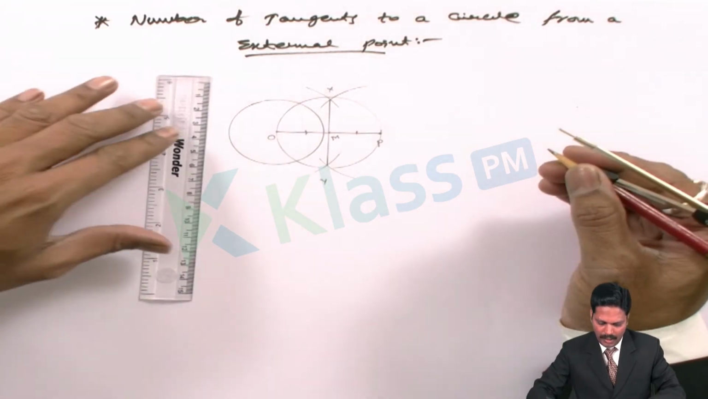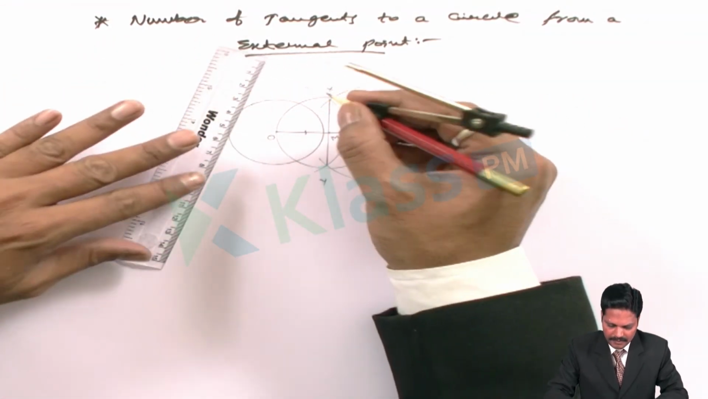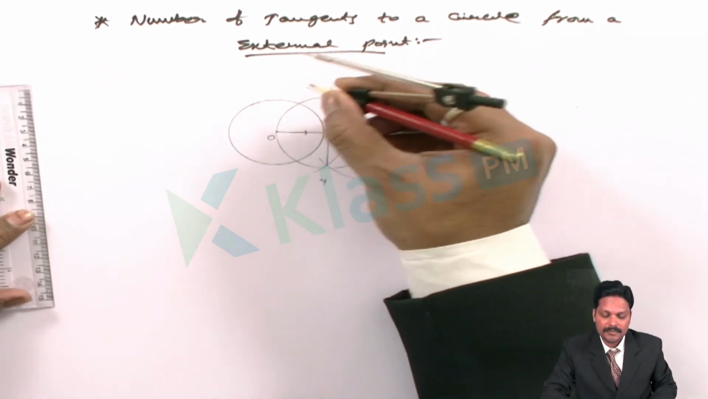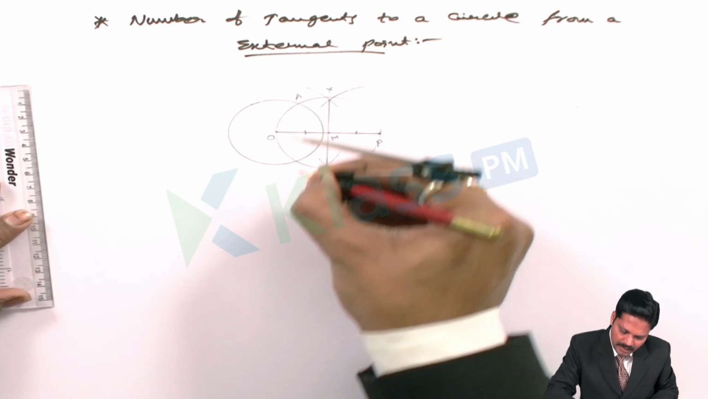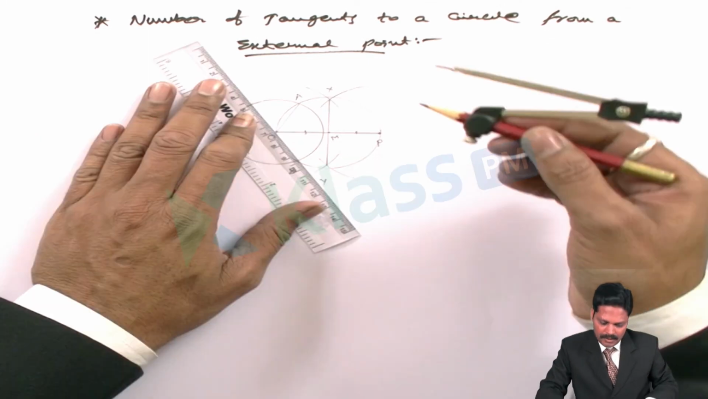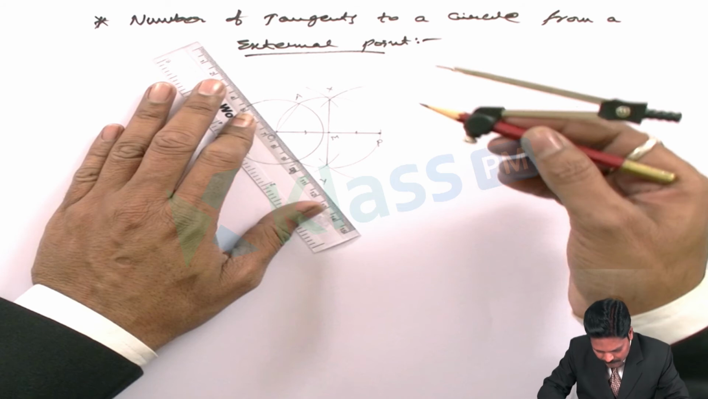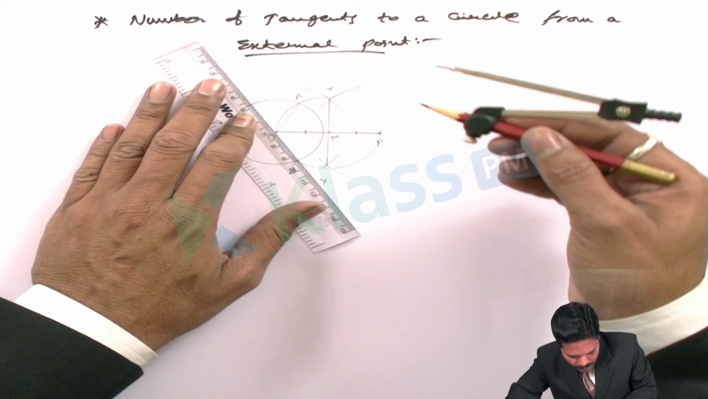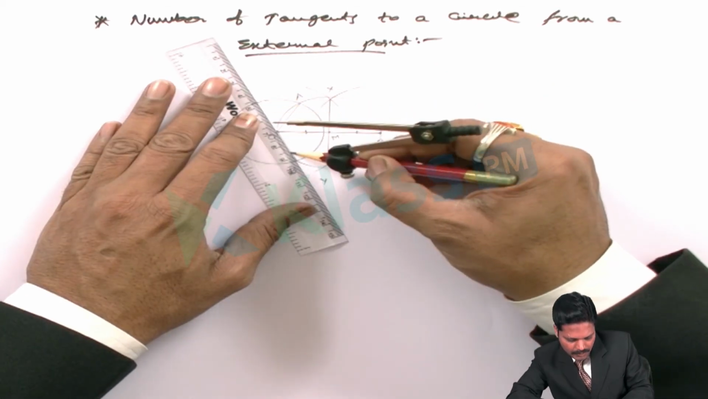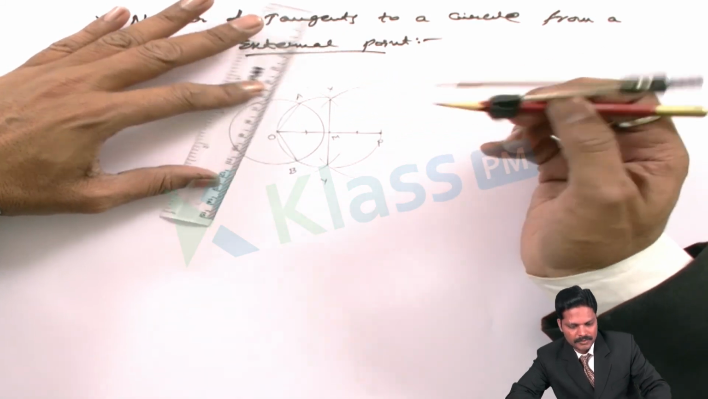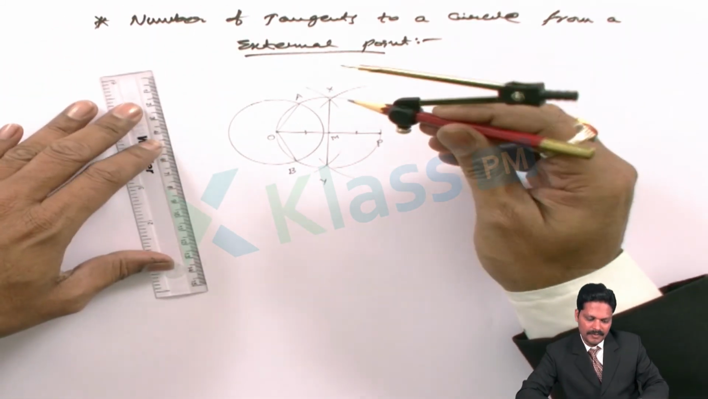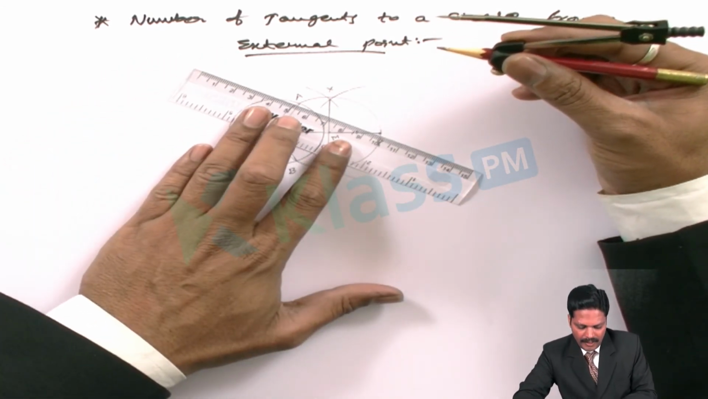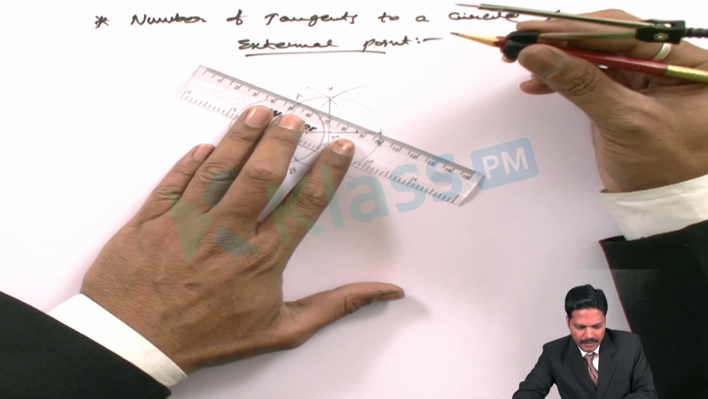Now I want to join the intersecting point to O. The intersecting points of the 2 circles I am taking here as A and here as B. Now I am joining the point A to O, and one more, O to B. I joined O to B and O to A.